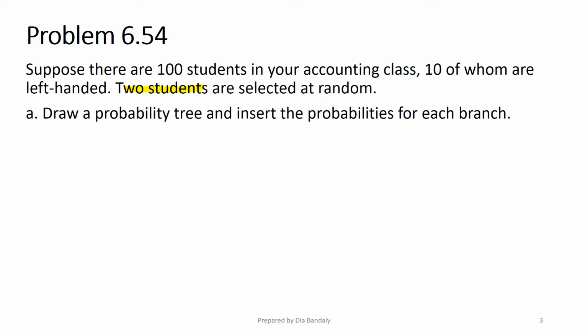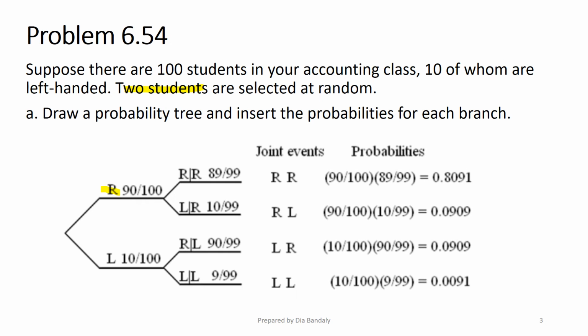So we say that the first trial, we either get a right-handed or a left-handed, and then we have the second picking, or second choice. Again, it's either a right-handed or a left-handed, but these come from the first one being picked and found to be right-handed. That's why we show that as a conditional probability.